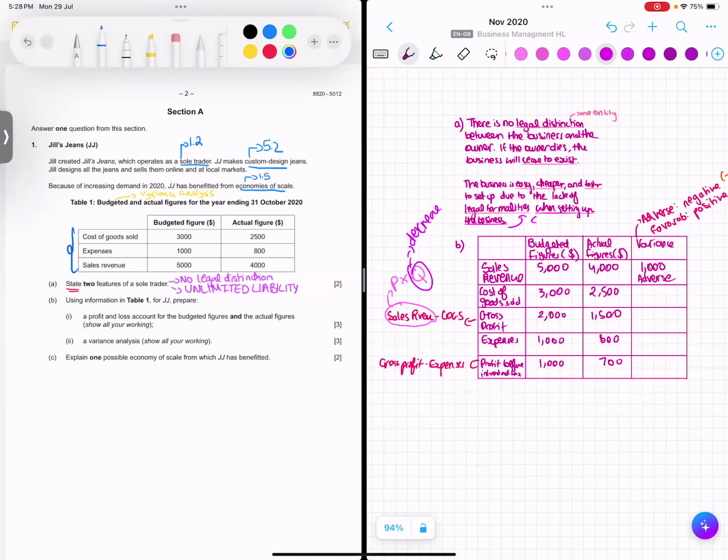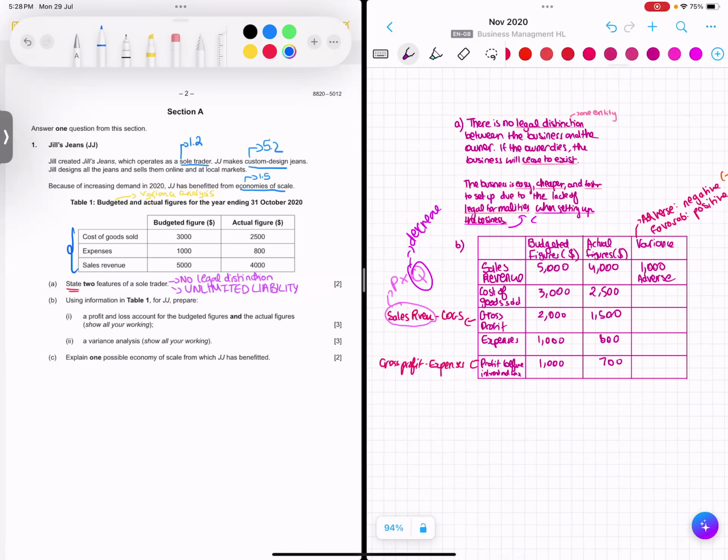Okay, so this means that the business sold less than it expected. In this case, Jill's jeans sold fewer jeans than it actually expected to sell. So this is something negative for Jill's jeans, right? Because they sold $1,000 less of jeans than they expected to sell. So this is something adverse, something negative for the business. It's going to harm it because in the long term it's going to decrease its gross profit, because again, gross profit is basically sales revenue minus cost of goods sold, right?